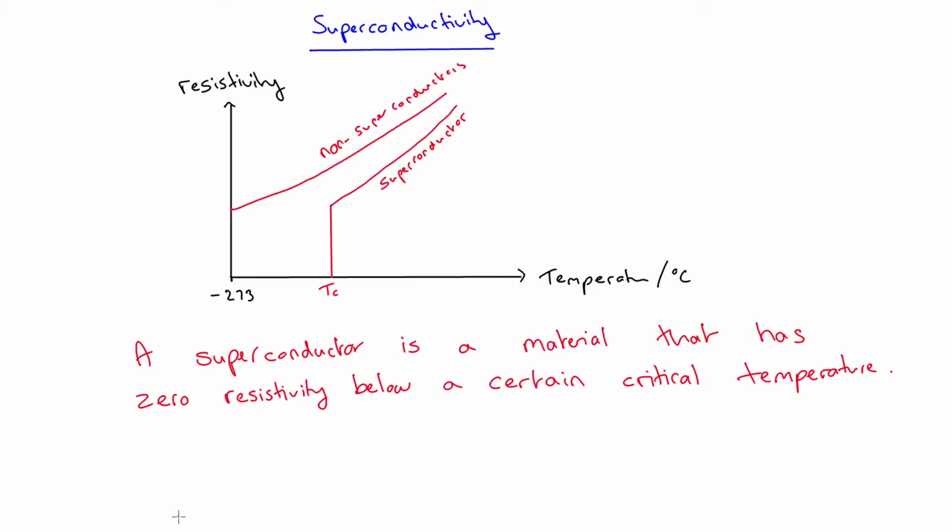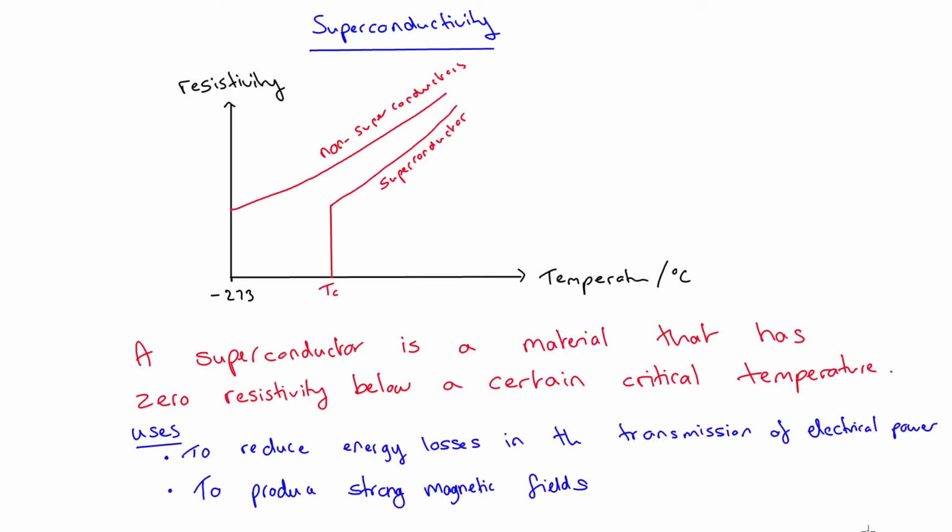That is the definition. A lot of research is going on to try and discover new superconductors that can operate at higher temperatures, because obviously the property is potentially extremely useful. If we could actually have a conductor with zero resistance, what that would mean is we could transmit electrical power with zero energy losses.